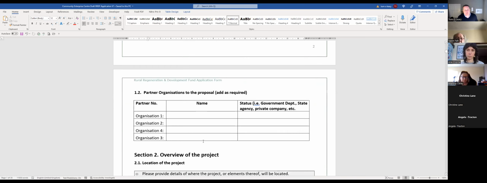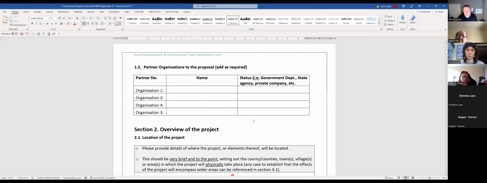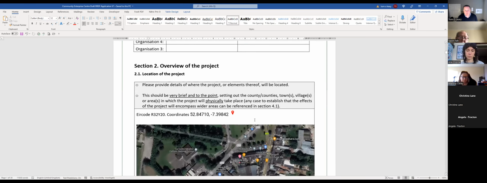In this case, you have to have partners. So again, who the partners are. Don't worry about that too much because it won't be in most applications. And then an overview of the project.